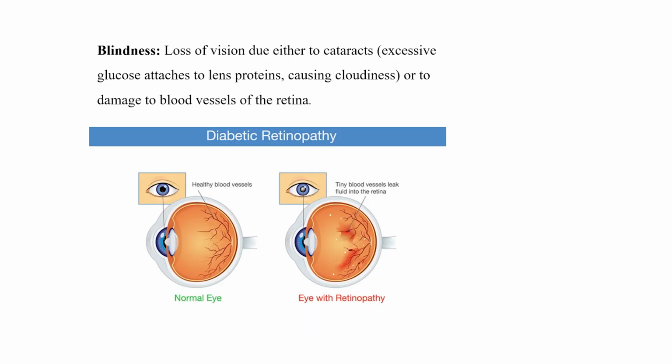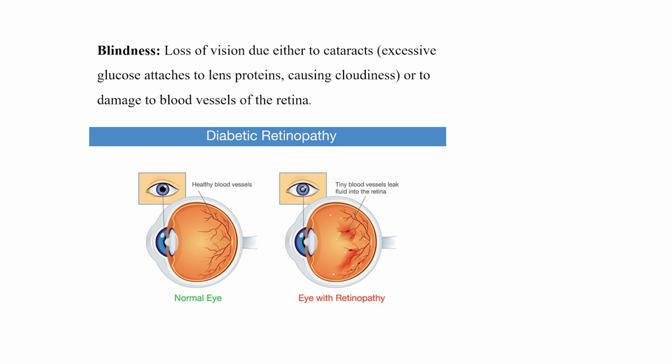Another prominent symptom seen in diabetes mellitus is blindness. So this is loss of vision due to either cataract. So in cataracts, what happens? The blood supply to the retina is affected. Excessive glucose attaches to the lens protein, causing blindness. Initially it's a cloudiness. And sometimes, because of the deposition of lipid and cholesterol, there is continuous damage to the blood vessels of the retina. In this way, there is initially cloudiness, and after that, blindness occurs.